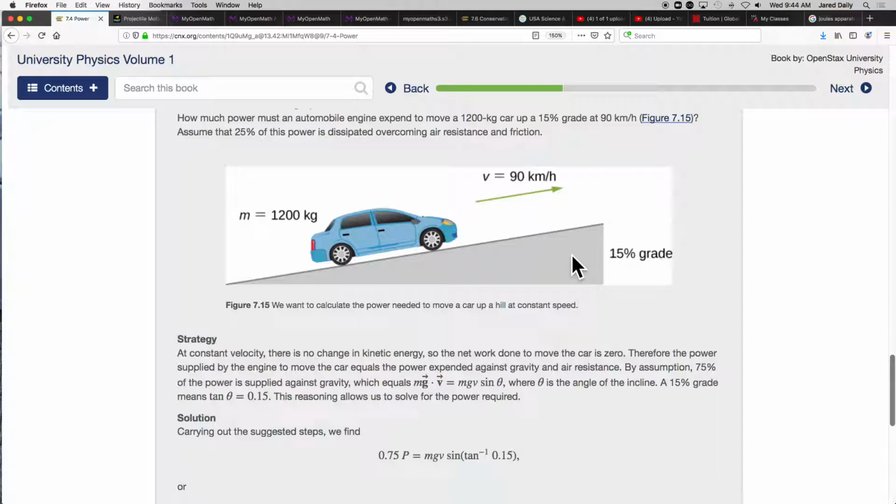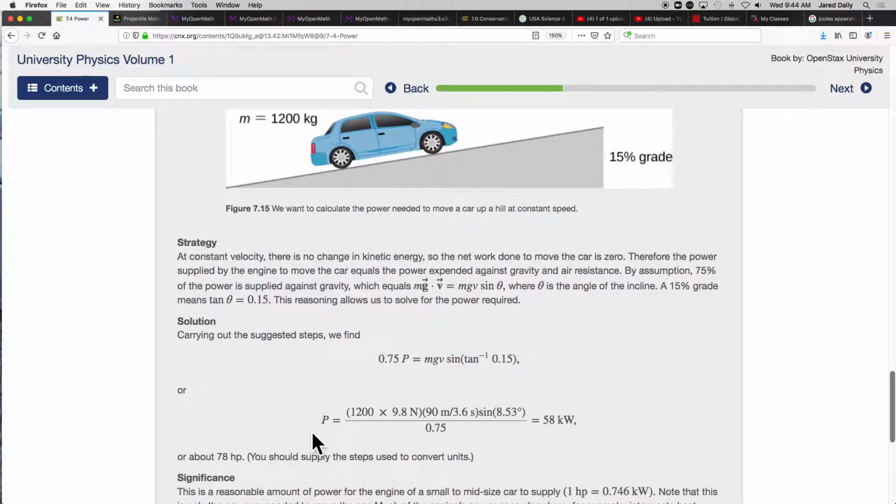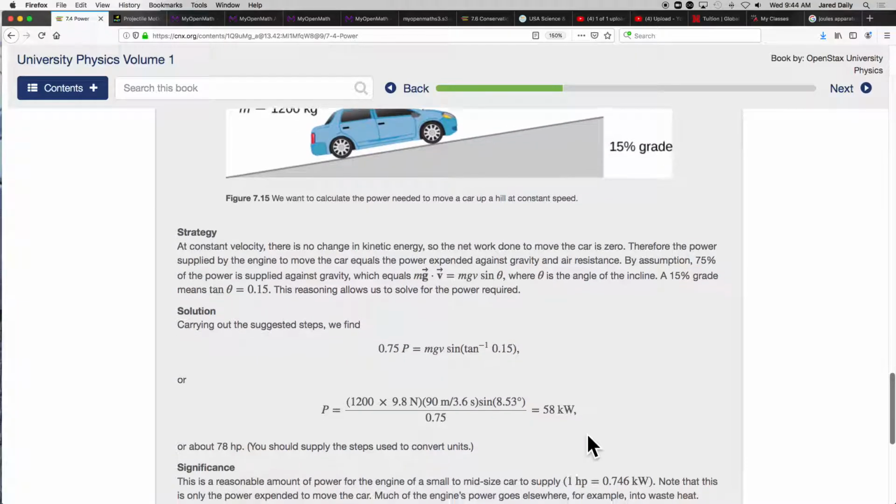But the MGH is equal to, they use V times the sine of the inverse tangent of the 0.15, which gives them the change in height over time. So that's their change in height over time, and so that's going to actually give them power. It turns out to give them mg times that rate. So they solve for the power and they get 58 kilowatts of energy to go up that hill.